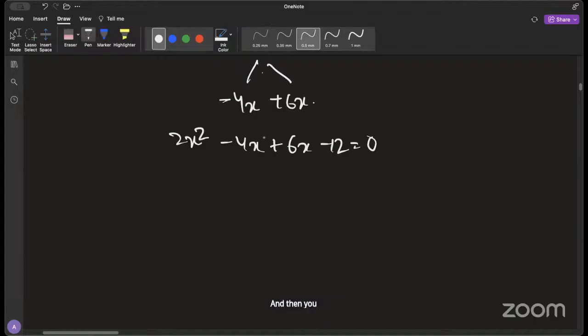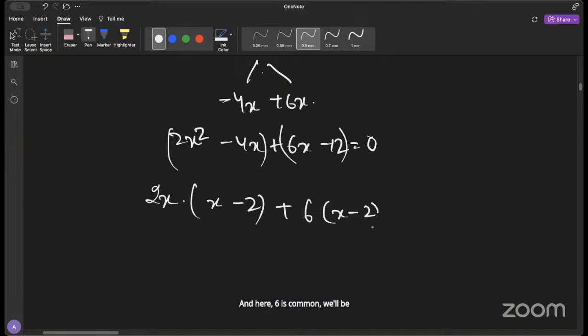And then you club these two together and these two together. And then take the common, whatever you find common between these two, just take that out. We know that 2x is common. We have 2x, so we'll be left with x minus 2. And here 6 is common, we'll be left with x minus 2 equals 0.